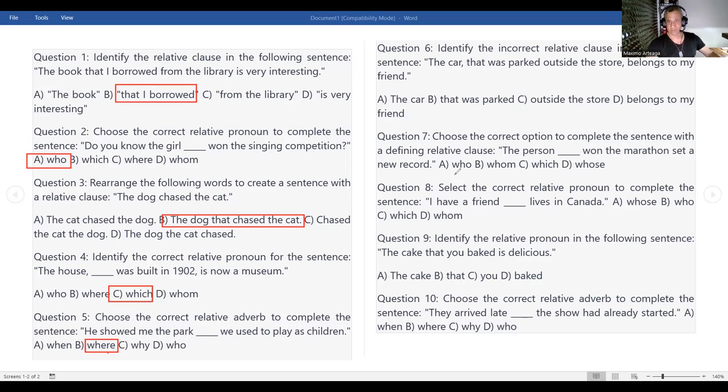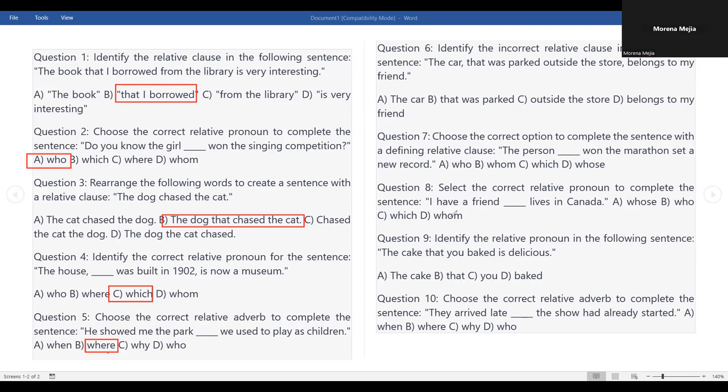Number seven. Oh, number seven, I'm sorry. Yes, number seven. A. All right. The person who won the marathon. Very good. Okay. Good job. So, yes, we can say the person who won the marathon set a new record. Very good. And then Morena, number eight. Thank you very much, Maximo.